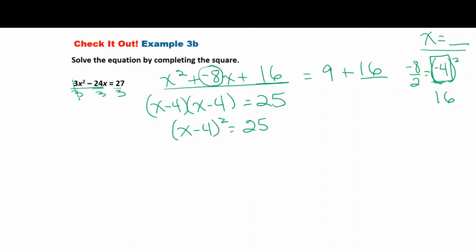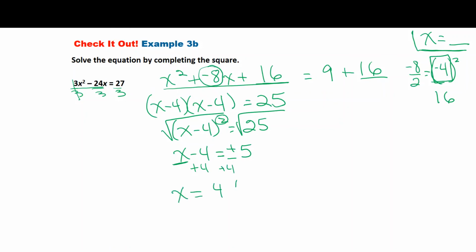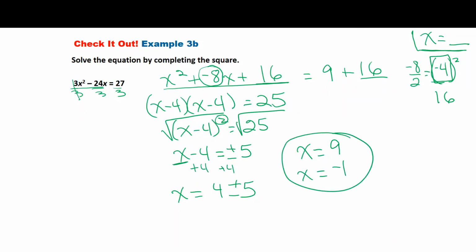I haven't gotten to where I want to be. I want to be at x equals something. And I see this little square here, so I can go ahead and put the square root on both of those. And I get x − 4 = ±5, because I know the square root of 25 is 5. So now I don't have x quite by itself yet. I want it to be all by itself, so I'm going to add 4 to both sides. So I end up having x = 4 ± 5. So in the end, I have x = 4 + 5, which is 9, and x = 4 − 5, which is negative 1. So here's my final answer.